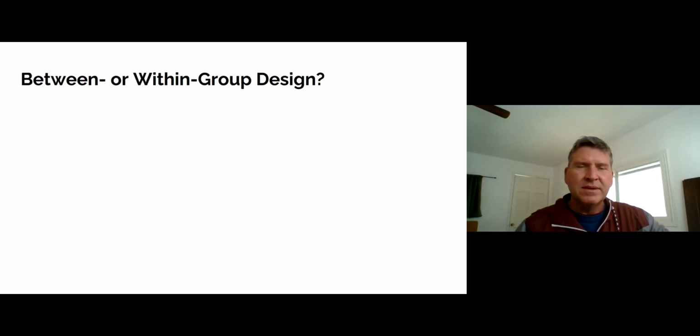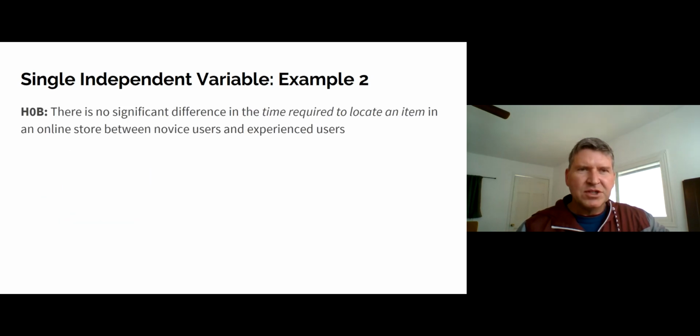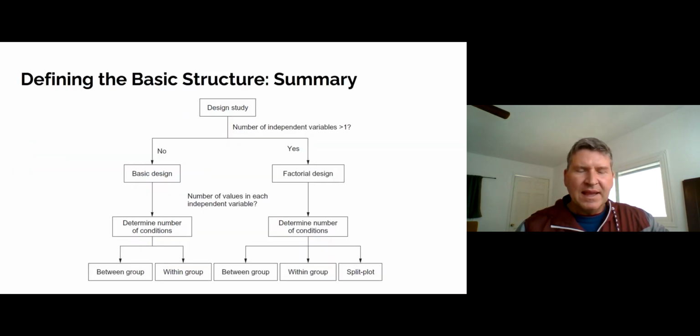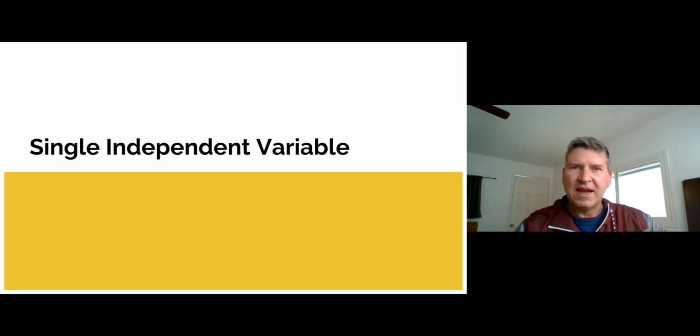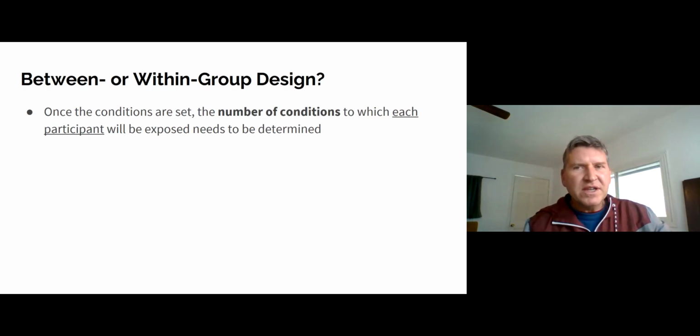So this leads us to a question that we'll consider through the rest of this lecture. Between or within group design. Now, if you remember going back, we had that chart, and the chart had between group and within group at the bottom. And so we need to talk about what that actually means. So once the conditions are set, the number of conditions to which each participant will be exposed needs to be determined. So let me give you a little bit of thought behind this as we go along.